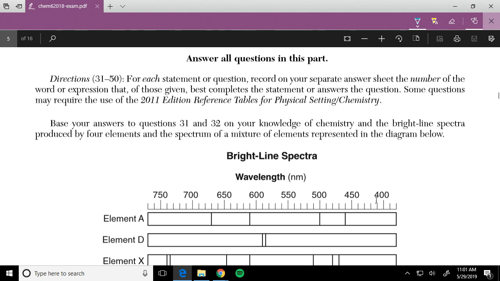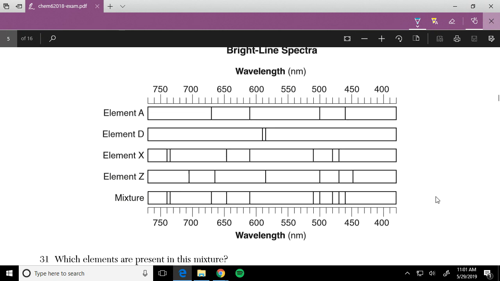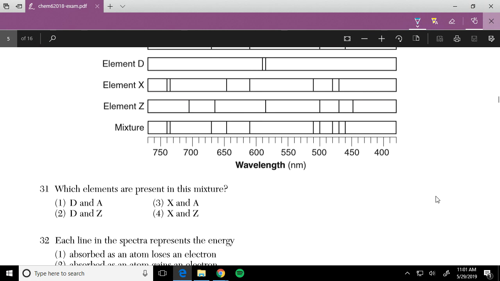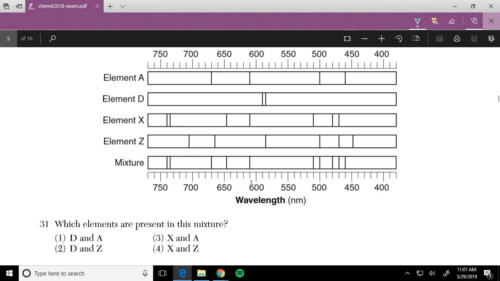Hey everybody, I'm going to do pages 5 and 6 right now because there's just 2 questions on this first page, page 5. So it says, which elements are present in this mixture? That means they're talking about the spectrum here. And I know that all of the bands of a particular line or of a particular element must be present or it's not there. So first I see this one looks like it's there.